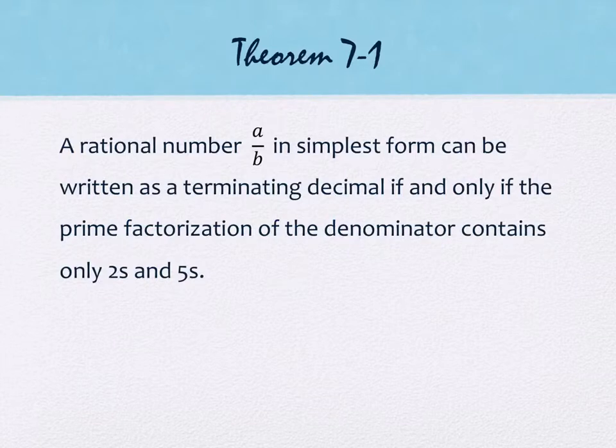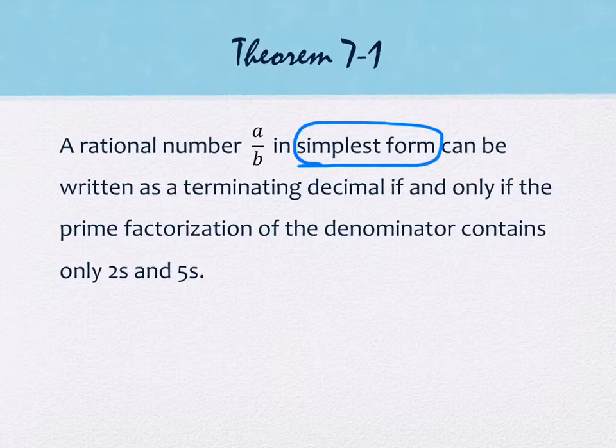Theorem 7.1. Theorem 7.1 talks about taking fractions and turning them into decimals. In particular, it tells us that if we have a rational number, a over b, in simplest form, what does simplest form mean? Yeah, the greatest common factor between the numerator and the denominator is 1. It means it's completely been reduced. This is the most common problem students have with this particular theorem: they forget to reduce the fraction. So you have to reduce the fraction to make this work.